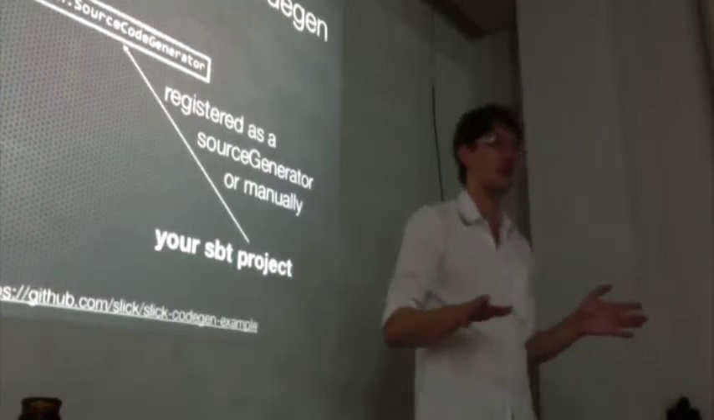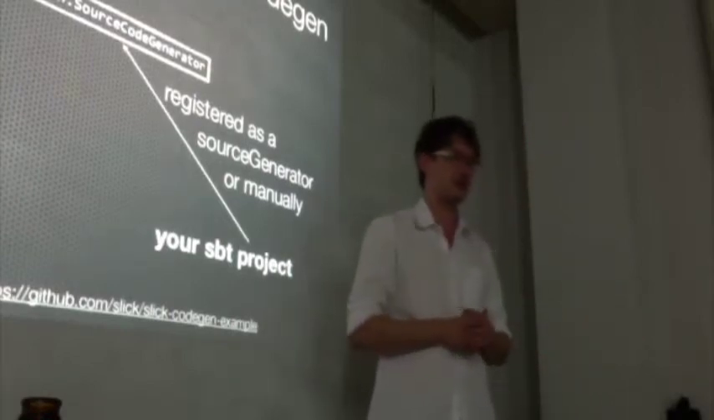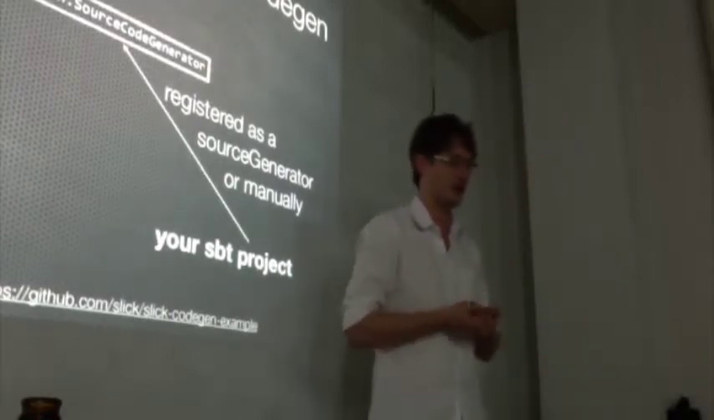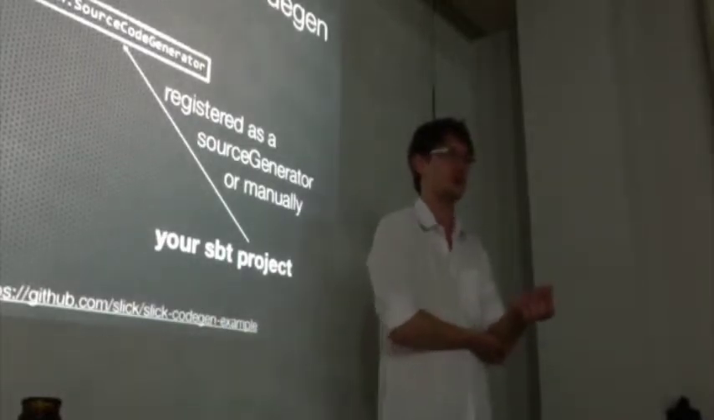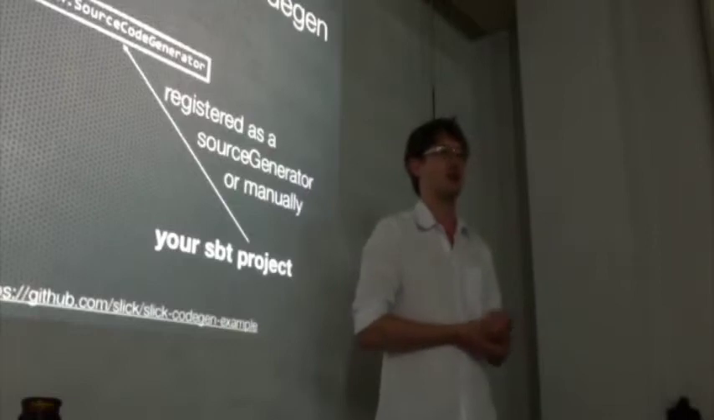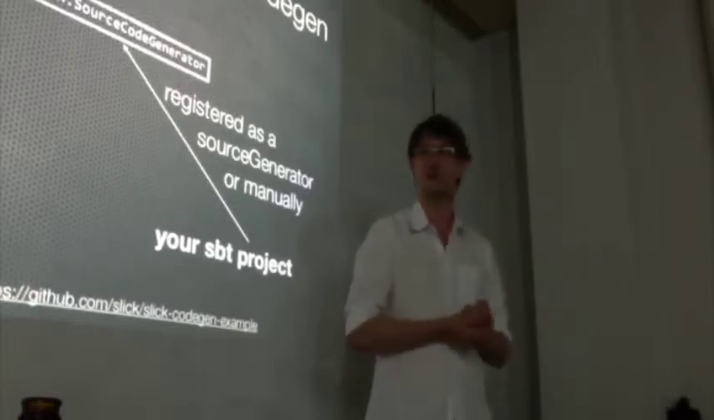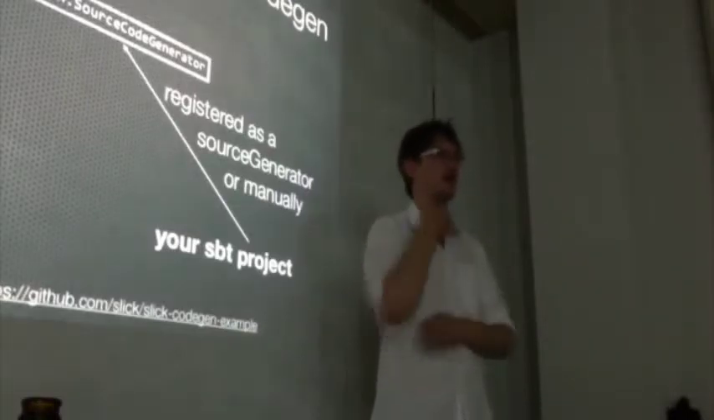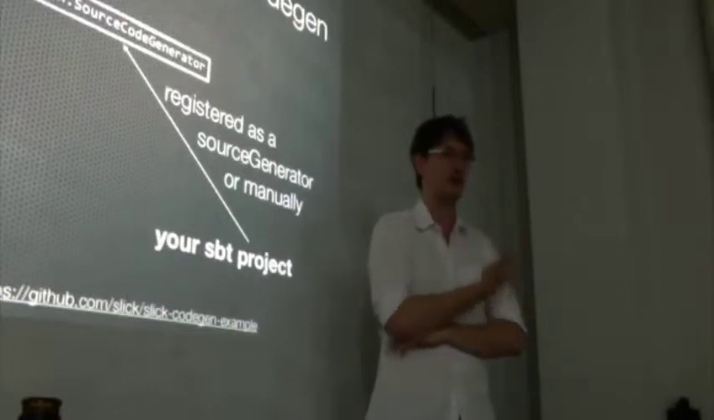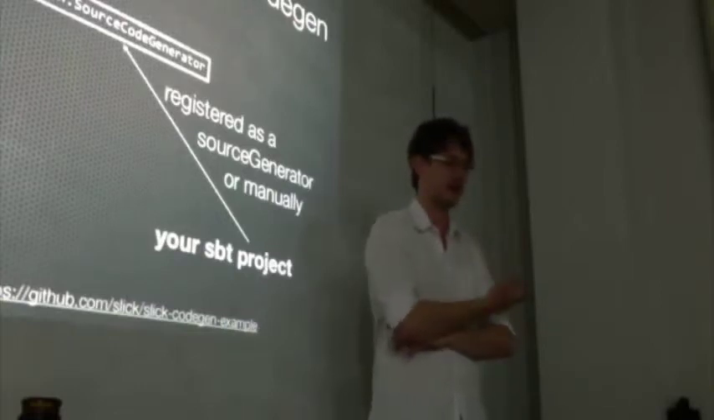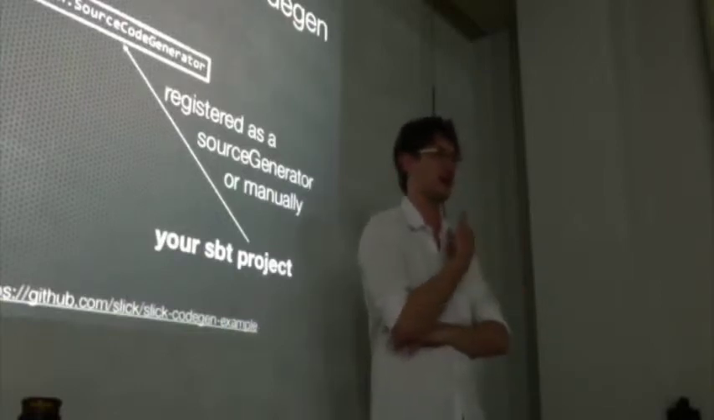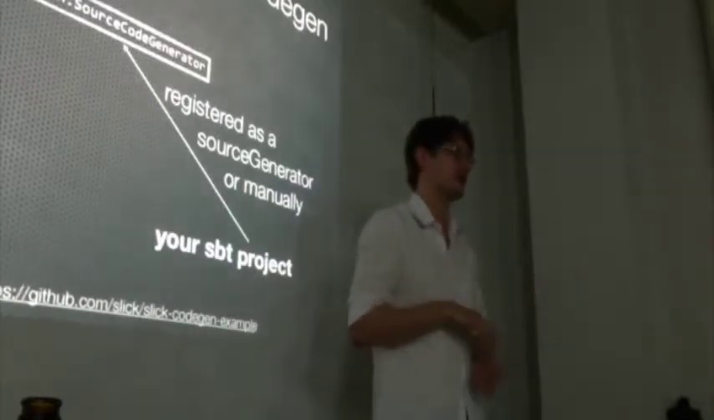The most simple thing you can do with the Slick code generator is just use the out-of-the-box feature. There's basically this class, SourceCodeGenerator, which has a main method which you can call and it spits out source code. One way to use it is you register it in your SBT project as a source generator or as a task, and then you just run it to produce source code.